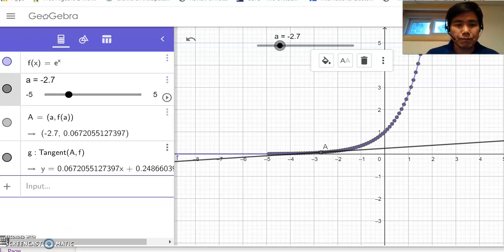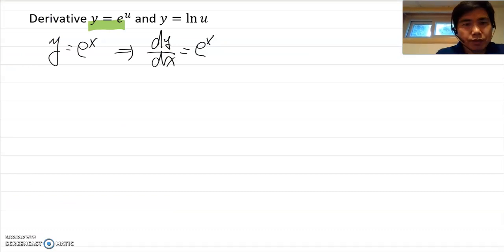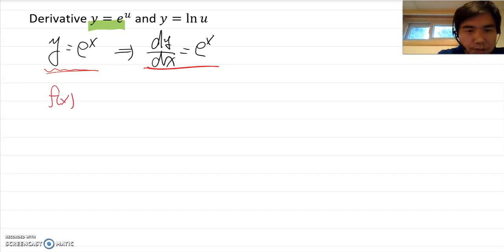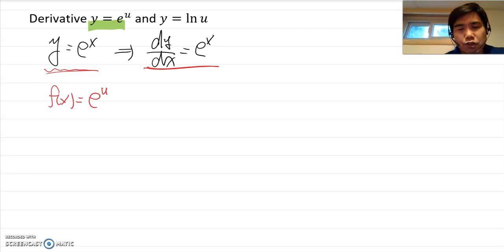So using GeoGebra we confirm that the derivative of y equals e to the x is just equal to itself. Using this fundamental concept we can also develop f of x equals e to the u, where u can be any other functional expression. Then using the chain rule, f prime x becomes e to the u, but with the chain rule you need to multiply by u prime as well.